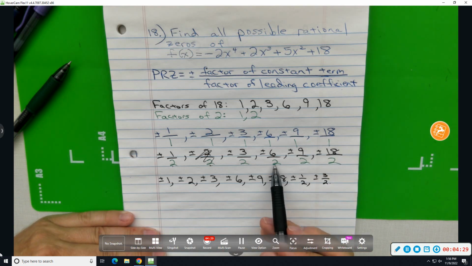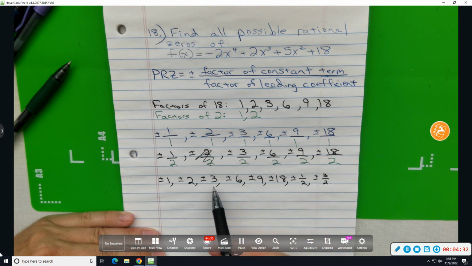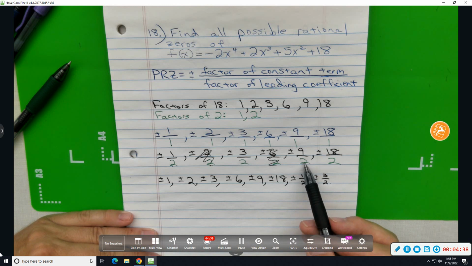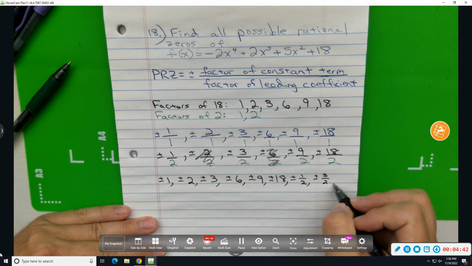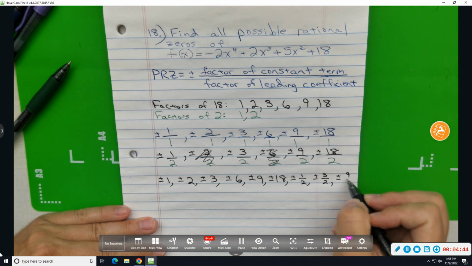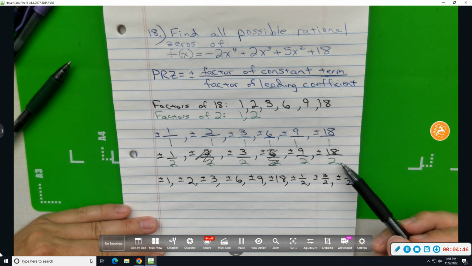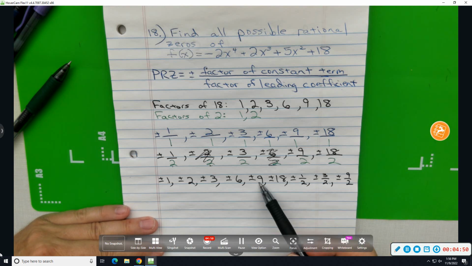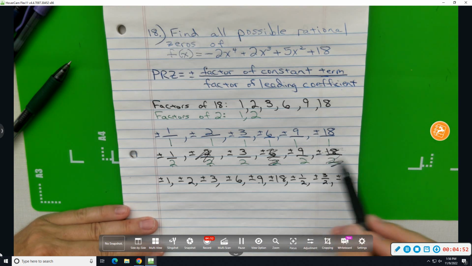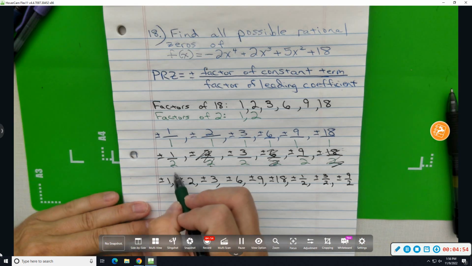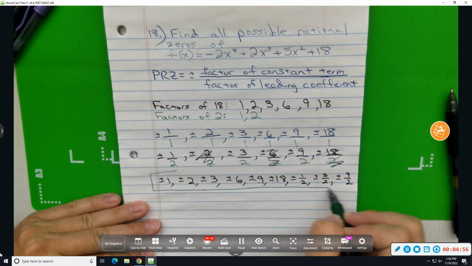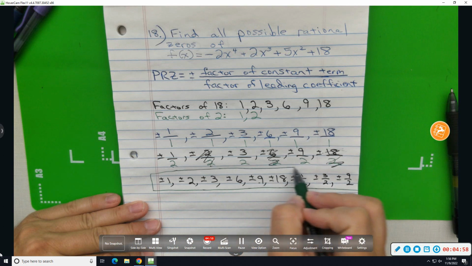6 divided by 2. That's 3, you're right, we already have 3. So we don't write that one down again. 9 divided by 2, 9/2. We don't already have it. Let's add it to our list. 18 divided by 2. That's 9, and 9's already listed. So here are all of the numbers that could possibly be rational zeros of the function.